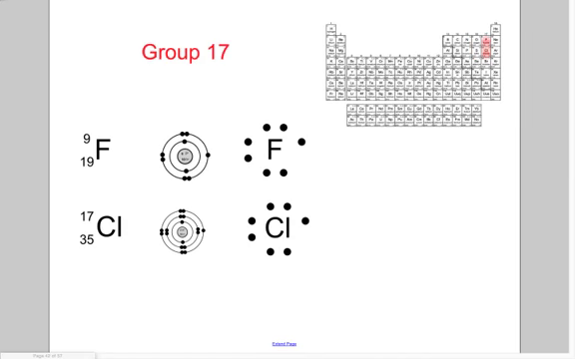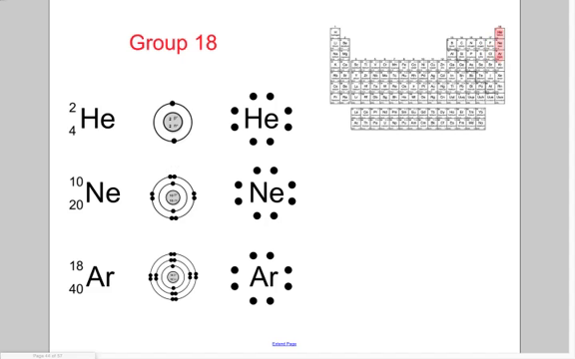Until we get to the noble gases or the inert gases. Inert because they're not reactive. They neither need to gain nor lose electrons to have that complete outer valence shell. You can see here they all have the 8.